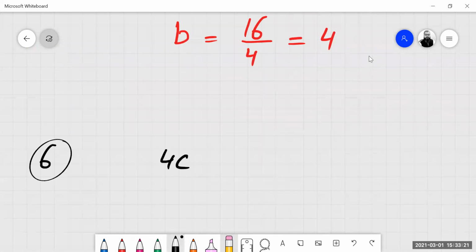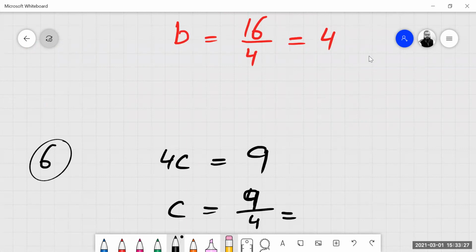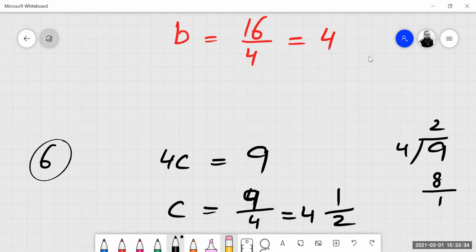Number 6, Mr. is 4c equals 9. C is equal to 9 over 4. 9 divided by 4 is 2 and fraction 1 over 4.